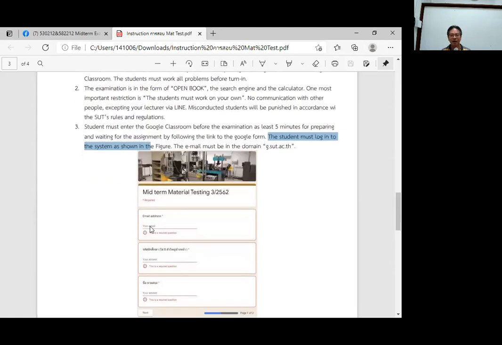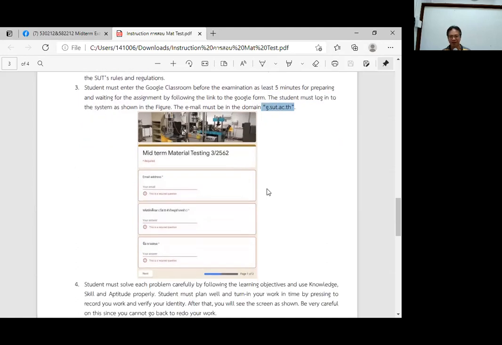The student must log into the system as shown here. The email over here must be in the domain of g.sut.ac.th. Okay, if you don't use this domain, you're going to have a problem later. And if you don't have one, you still have time to register for this domain at the computer center. Ask the computer center about this.